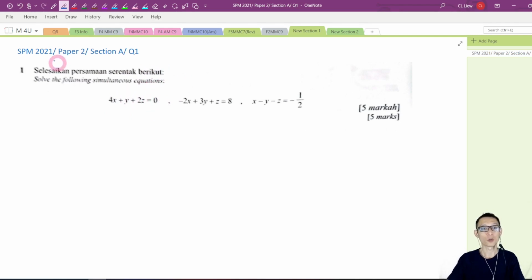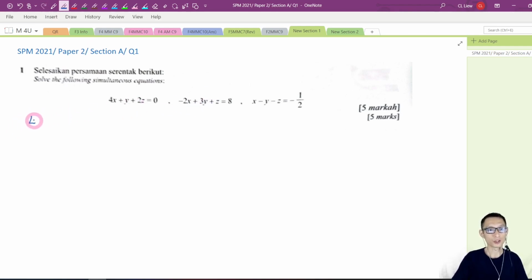This question is taken from SPM 2021, Paper 2, Section A, question number 1. Solve the following simultaneous equations. This question is pretty straightforward. All the three equations are given to you nicely. You don't have to form the equations yourself. Let me recopy the equations again.